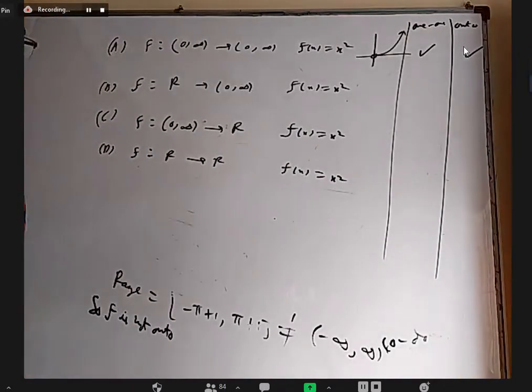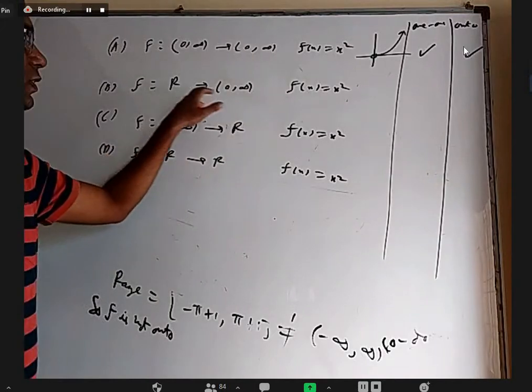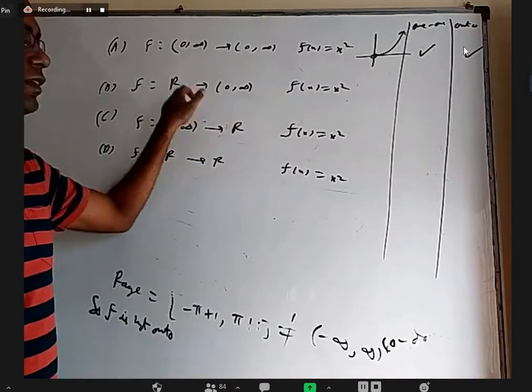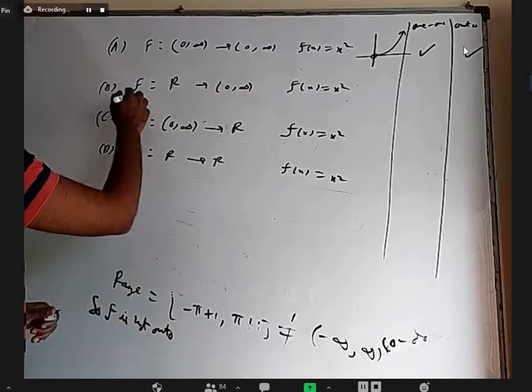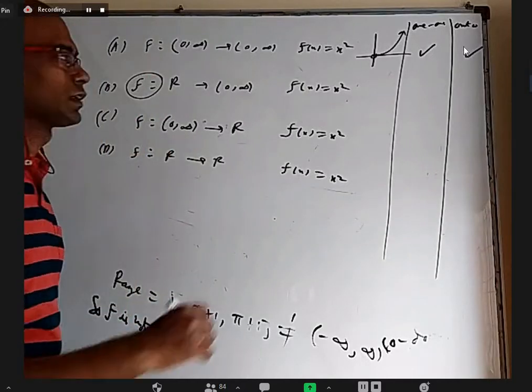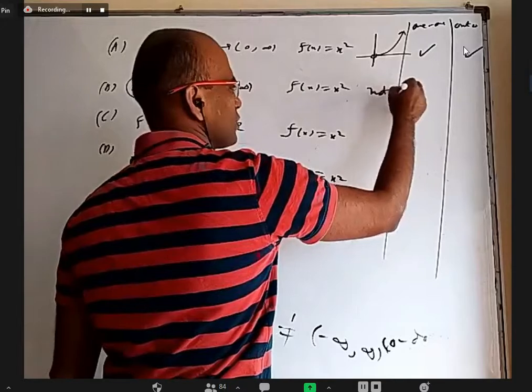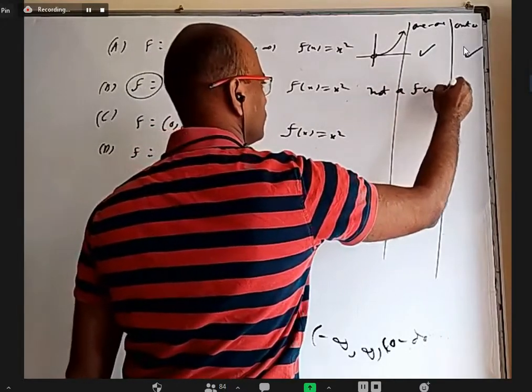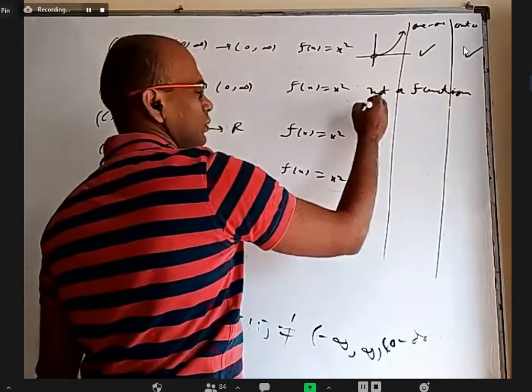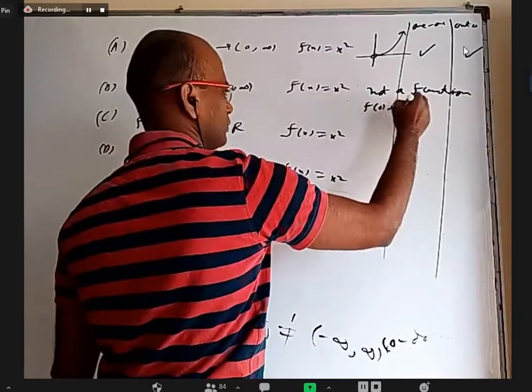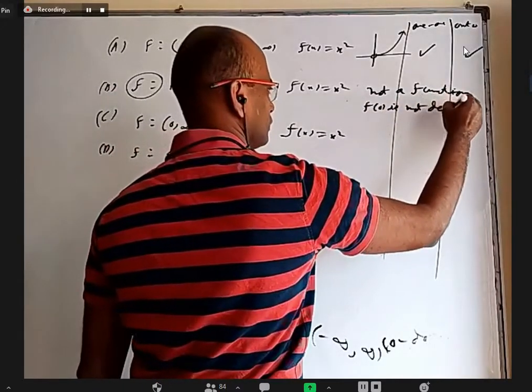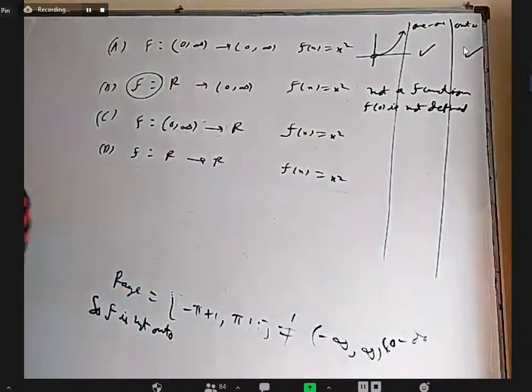0 doesn't have an image. Because here 0 is not included in the codomain. It is not even a function, so you should not even write like this. It is not a function because f of 0 is not defined, because 0 is not there in the codomain.